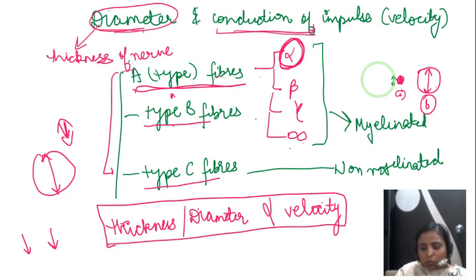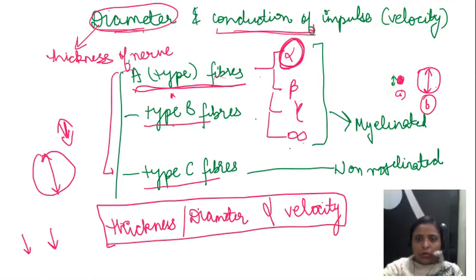The fourth classification is the origin, meaning from where the nerves arise. Depending upon the origin, the nerve fibers are classified into cranial nerves and spinal nerves. What do they mean? You know that the nerves which arise from the brain are called cranial nerves, and the nerves which arise from the spinal cord are called spinal nerves, right? We have these four classifications.